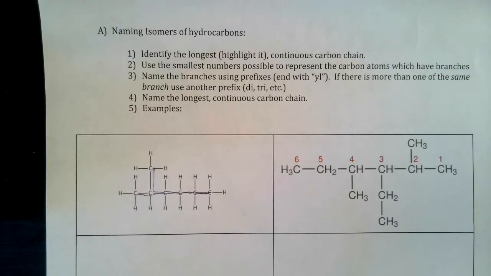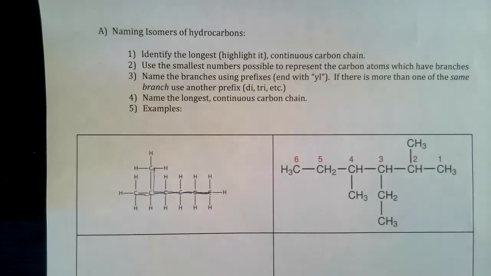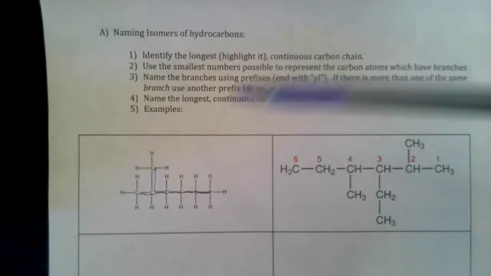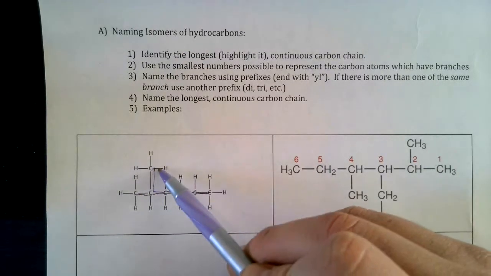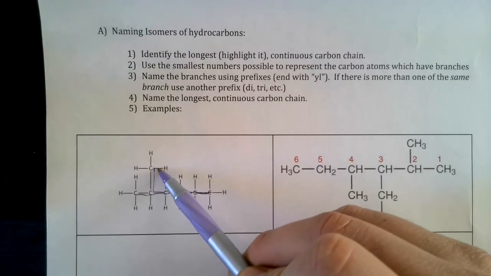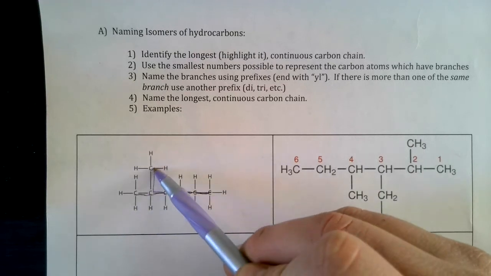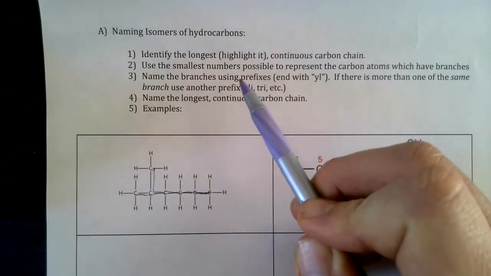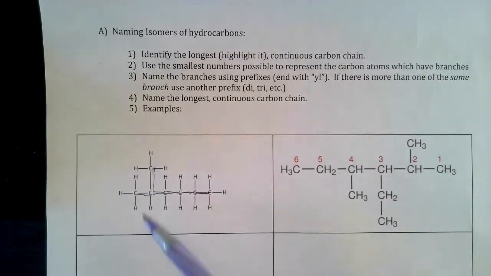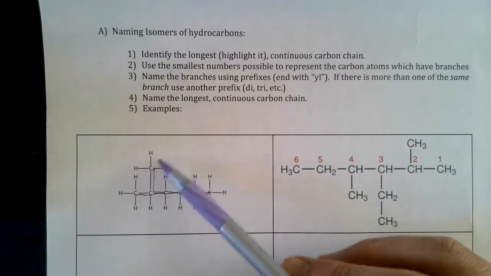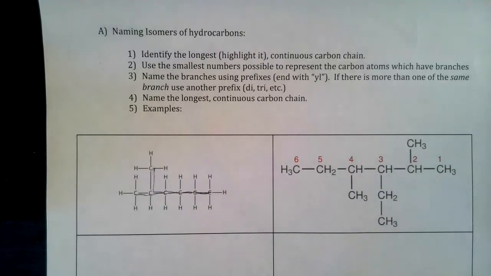I want to show you really quickly a bad example of the non-longest carbon chain, which would be to go from carbon 1, 2 to 3. Incorrectly labeling this as a 3-carbon chain is not the longest continuous carbon chain. Therefore, that would be incorrect. So 6 is the longest way to do it, and it doesn't matter if you go straight across or like that.